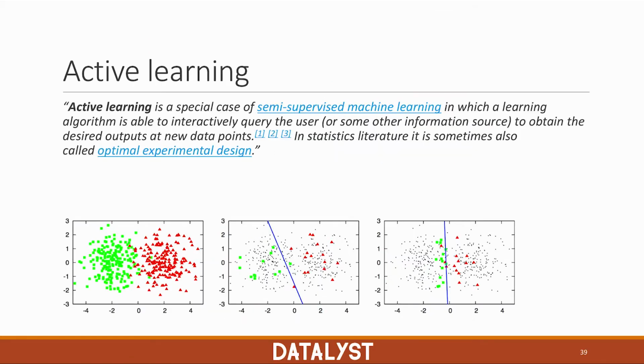And now, active learning is the last type of machine learning that we're going to see. It's a special case of semi-supervised learning in a sense, where the algorithm is able to query the user or some kind of oracle that holds the absolute truth about the data points. It's also called optimal experimental design. And let me explain how active learning works.